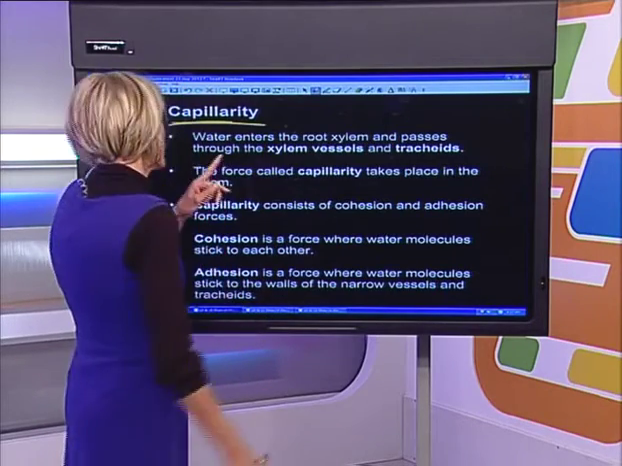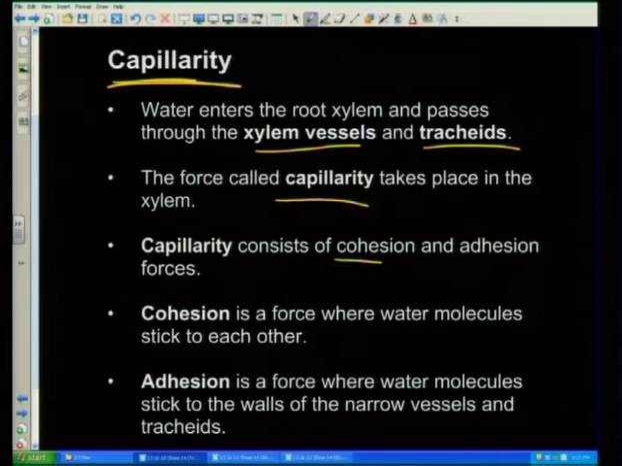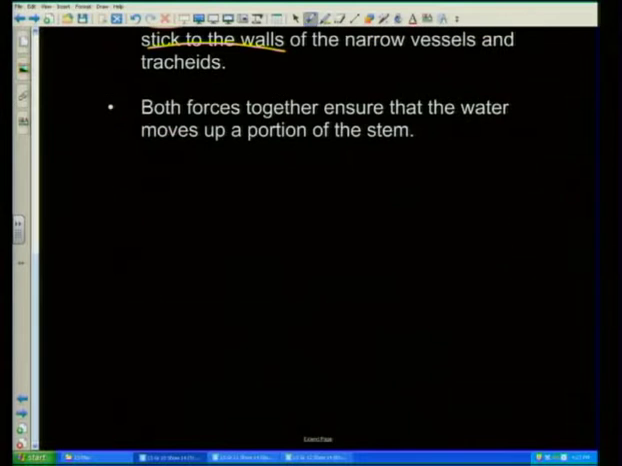Okay, so here we go. The water enters the xylem and it passes through the vessels and the tracheids, and so on. The force called capillarity takes this up the xylem. Capillarity consists of cohesion and adhesion. Cohesion is a force where water molecules stick to each other, and adhesion is where it sticks to the side walls. And you say, okay, what does all this mean? I'm going to show you.